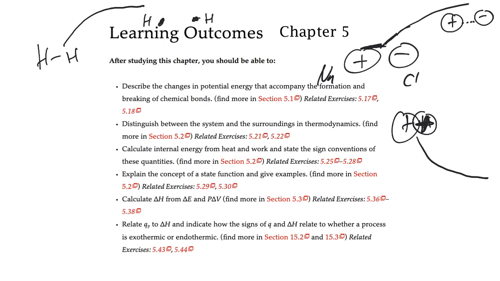We should be able to distinguish between the system and the surroundings in thermodynamics. The big thing here is that temperature changes are always those of the surroundings. So whenever you see or think about the temperature change accompanying a reaction or a system, it's the temperature of the surroundings. So if you have an exothermic reaction releasing heat, the surroundings temperature will go up.